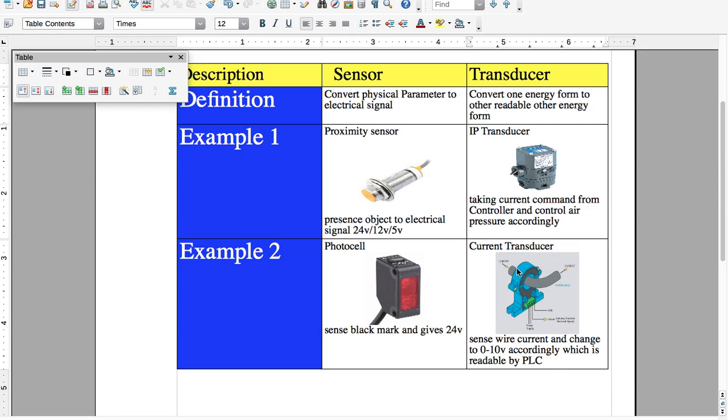So the current transducer changes one form of high energy to another energy like voltage, which is readable in a PLC. So you see, by these examples it is very easy to understand the difference between sensor and transducer. In a sensor, we are just sensing some physical parameter and changing it to a readable electrical signal, mostly digital. And in a transducer, I is one form of energy and P is the other form of energy. Same in the current transducer.